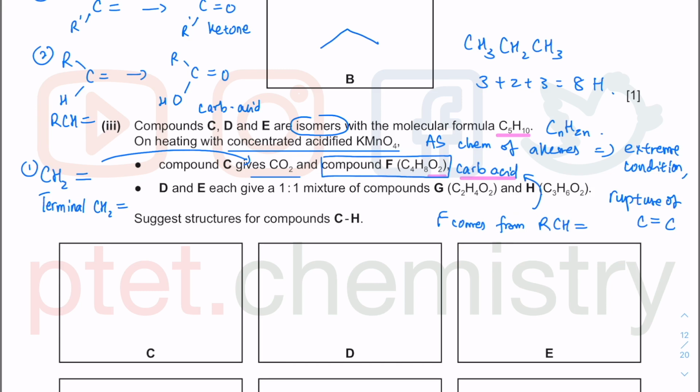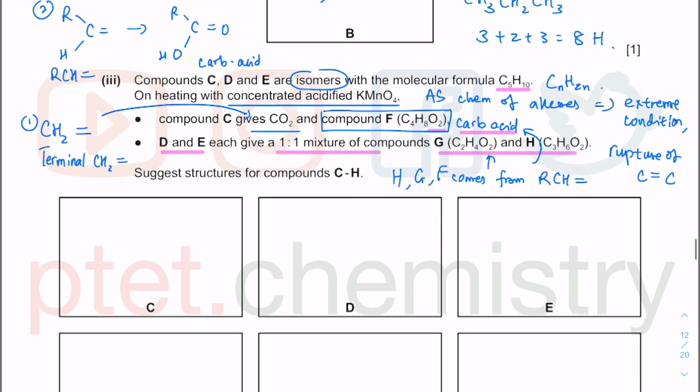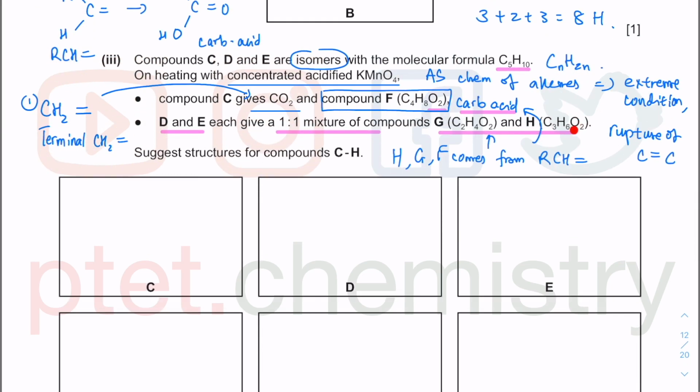Now what is the next bit of the information? D and E are also alkenes. They give a 1-to-1 mixture of G and H. So G is a 2 carbon carboxylic acid. And then H is also 2 carbon, cannot be ketone. So G and H must also come from RCH. So again, G, H, and also F, they come from RCH double bond. They give you carboxylic acid. Okay, which means G and H are carboxylic acids.